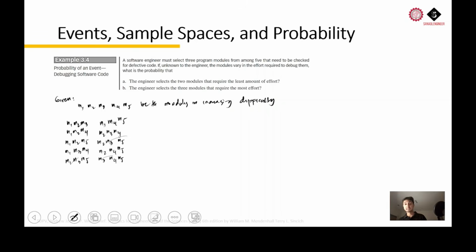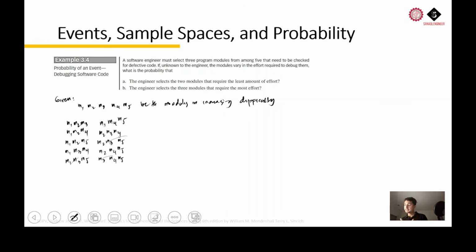Next step is to assign the probabilities. So let's assume that each of these simple events is equally likely to occur. That means the chance of each event is 1 over 10 because the total number is 10. Okay, so 1 over 10. So I think we are now ready to answer letter A.